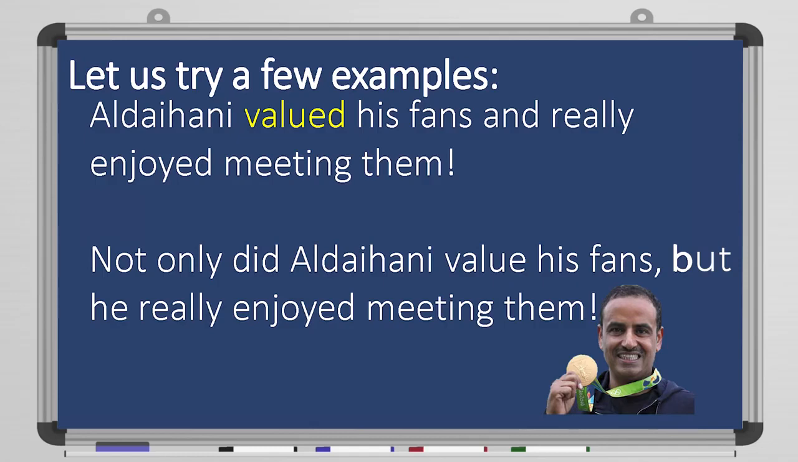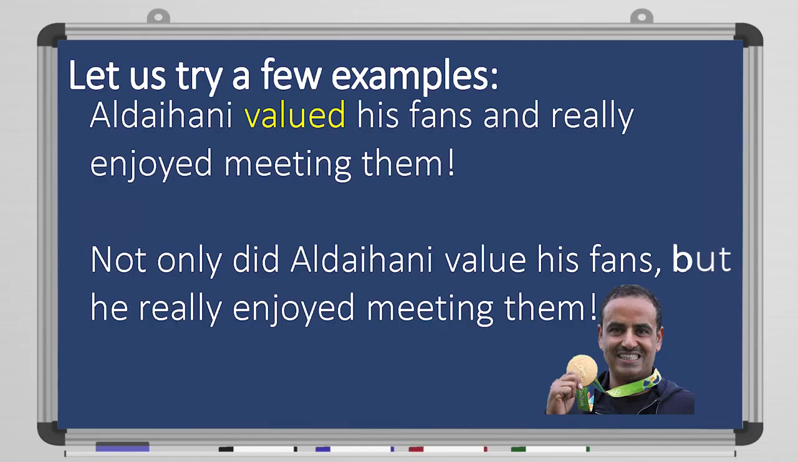Dehani valued his fans. Dehani is the subject, valued is the verb, and the object is his fans. Now we're going to use "not only," which is the adverb. Not only did, because there is no helping or auxiliary verb in the sentence. Not only did Dehani value. Notice that we removed the past tense of the main verb in the sentence. Not only did Dehani value his fans, but he really enjoyed meeting them.